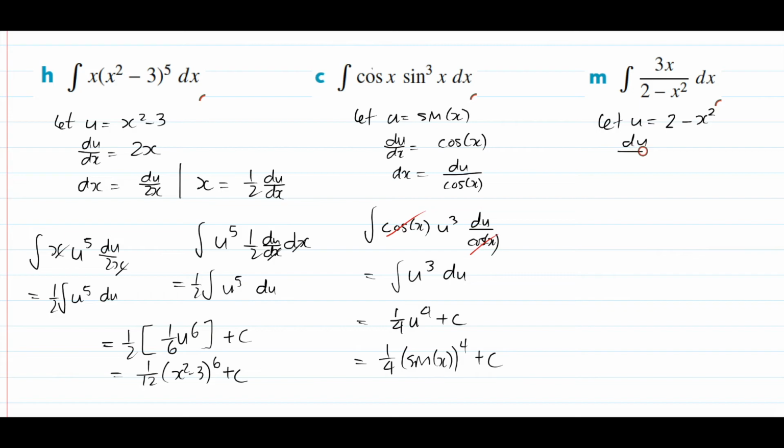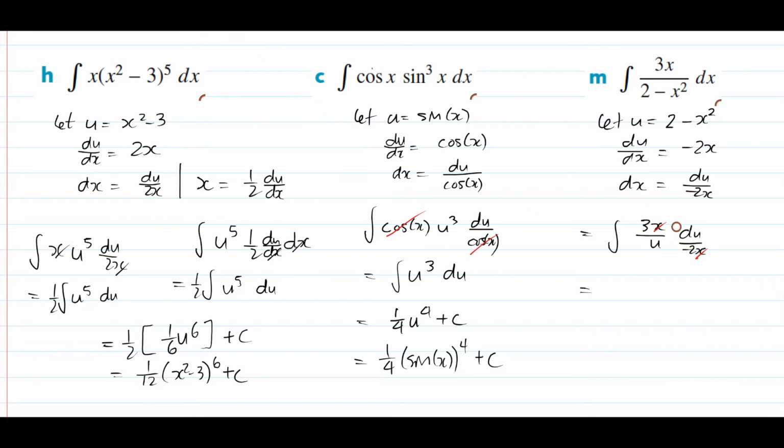And if we derive this, du/dx will get negative 2x. And then dx would therefore be du over negative 2x. And you can already see that x and that x are going to cancel out. So I'm just going to write it here again: 3x over u, du over negative 2x. I'm just replacing things, making things in terms of u this time. And what we get is this x will cancel out.